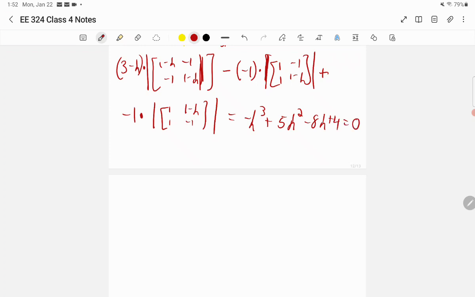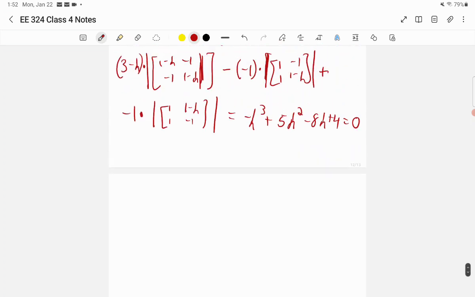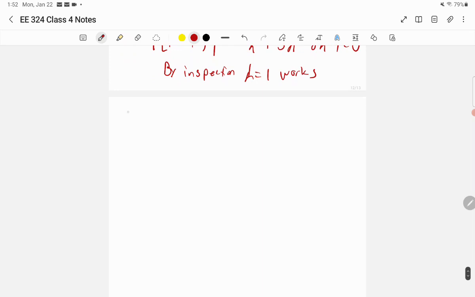All right, because we're looking for the eigenvalues, so we set this equal to 0. And if you do this by inspection, lambda equal to 1 works, right? So if I plug in 1 here, that gives me 0. And then we can figure out what the other eigenvalues are by using long division to find the others.